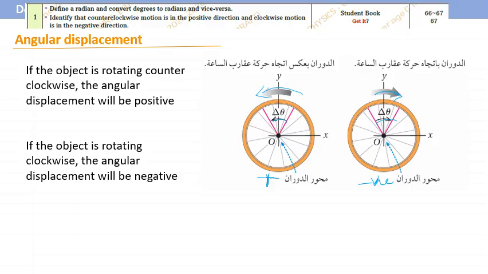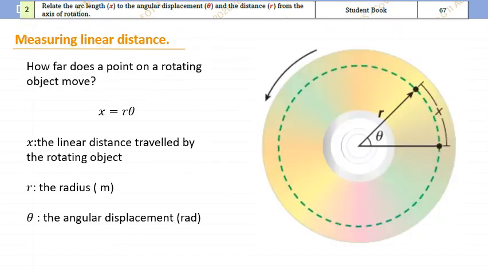Now let us move to the second concept, the next concept. We are connecting arc length, which means the linear distance, and the angular displacement, which means the angle rotated, and the radius of the rotating object.